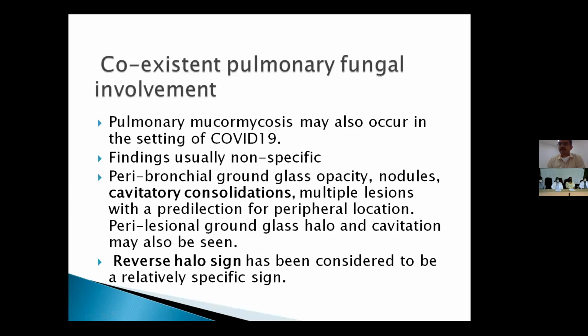Also, pulmonary fungal mucormycosis can coexist along with the rhino-oculocerebral form of mucormycosis. And the findings are usually non-specific in pulmonary mucormycosis. We can see either peribronchial ground glass opacities, nodules, cavitatory consolidations, multiple lesions with a predilection for peripheral location, and reverse halo sign is considered to be a relatively specific sign for pulmonary fungal mucormycosis.